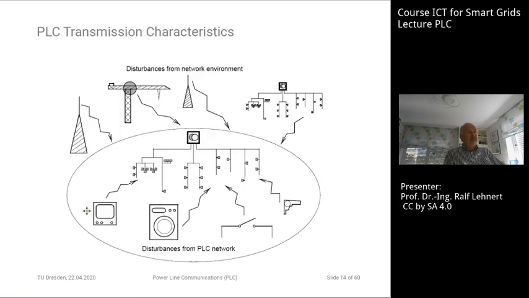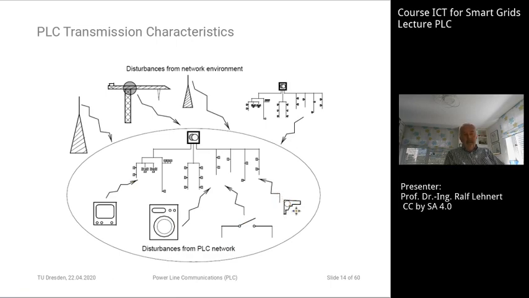So, to summarize PLC transmission characteristics, a PLC network, the same one which I sketched already, can be disturbed by power appliances, for instance any electronic system, a TV receiver or a washing machine. It produces noise on the power line, produces impedance variations due to switching these appliances on and off, and the appliance can also produce high frequency noise.